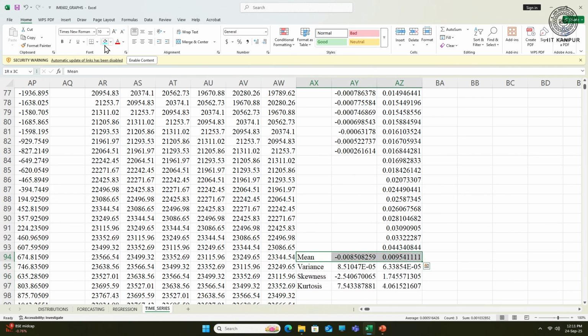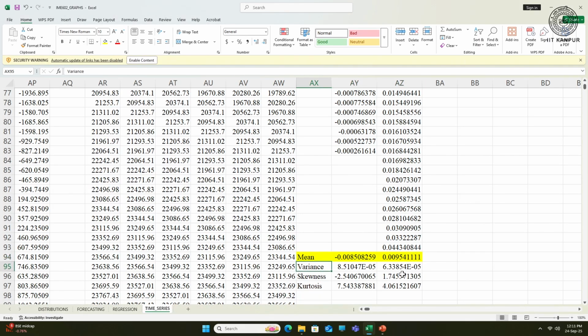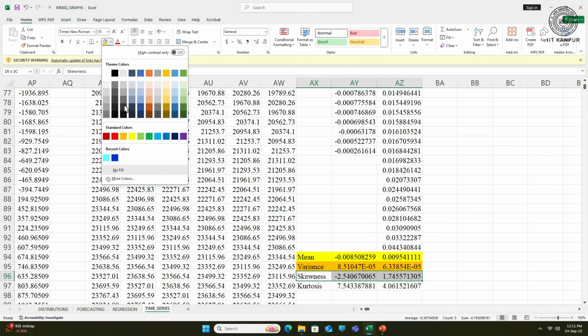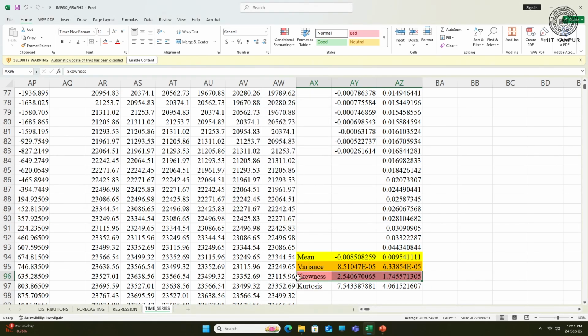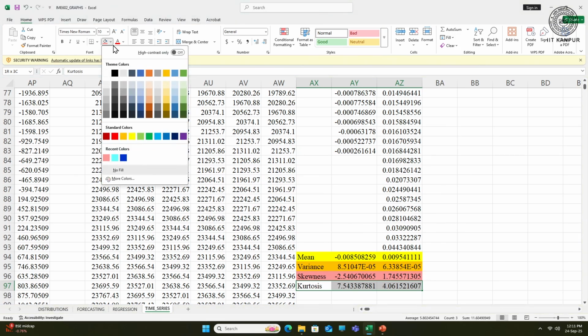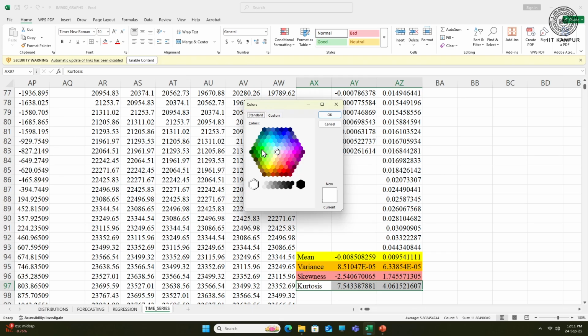First one is mean, I was marking in yellow. Second was variance, I was marking in orange. The skewness, let me mark in another light color. Say for example, light pink, and kurtosis and all this thing, let me choose another color. Say for example, light green, done.